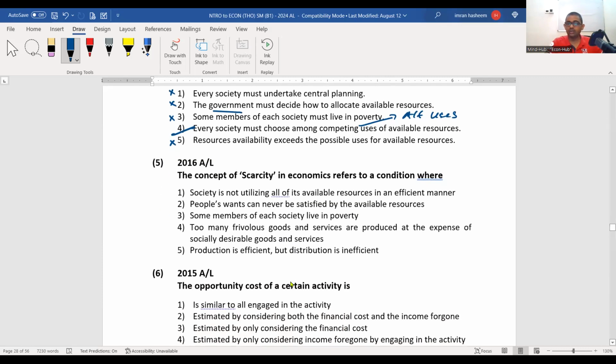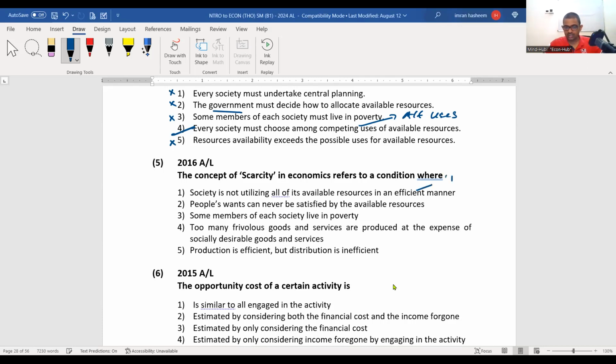Question number 5, 2016. The concept of scarcity in economics refers to a condition where, the question is, what is scarcity talking about? Right? Good answers are coming in. Brilliant. Society is not utilizing all of its resources in an efficient manner. Right? Then it's basically inefficiency.